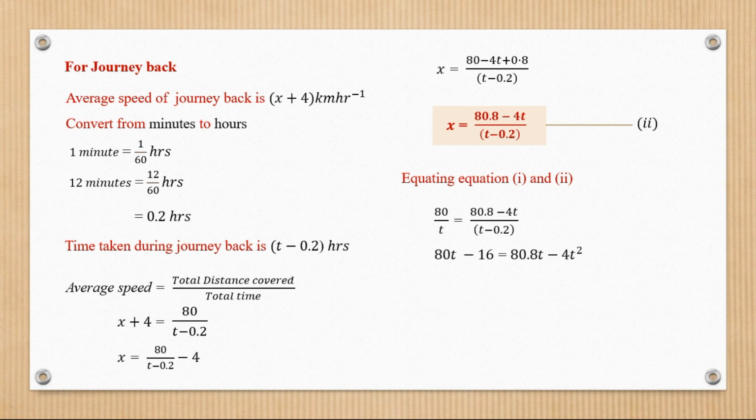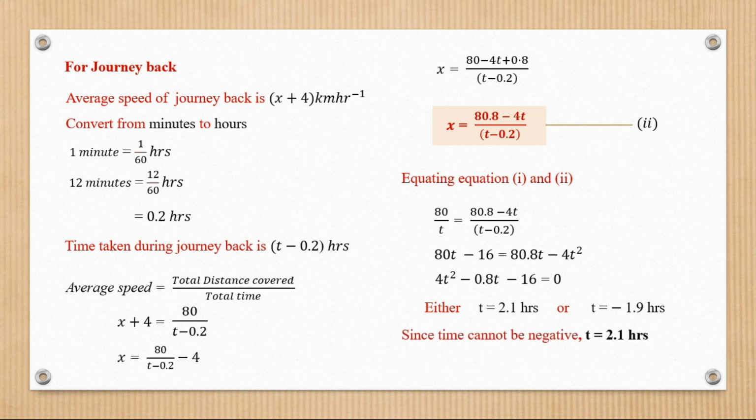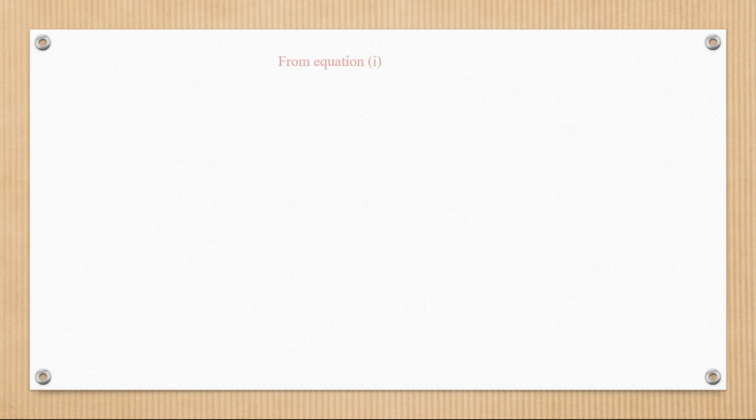So when you cross multiply that, this is what we end up having. And then when we arrange these, we can arrange them to form a quadratic equation. Then using the quadratic formula, we can solve this. You can either use the quadratic formula or you can use your calculator. So you can see that t is going to be equal to 2.1 hours, or t shall be negative 1.9 hours. But since time cannot be negative, we can say that t is going to be equal to 2.1 hours. So that's the part for that.